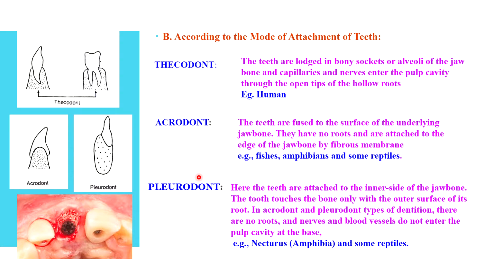Another classification is according to the mode of attachment of teeth. There are three different types of attachment we can see. The first one is the thecodont.